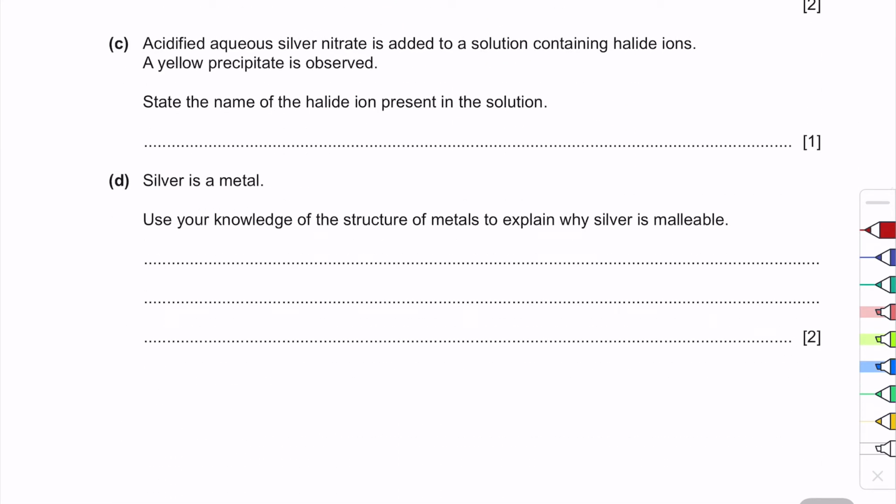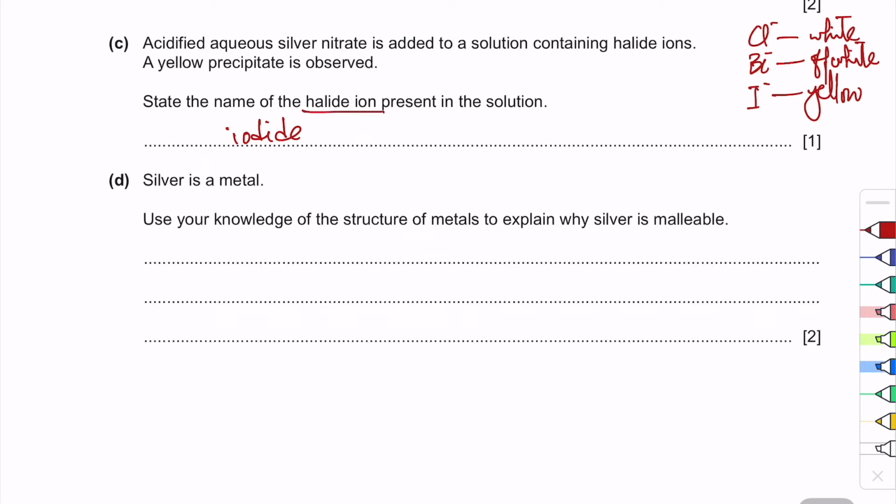Acidified aqueous silver nitrate is added to a solution containing a halide. We know silver precipitates are used to identify the halides. So, yellow precipitate. We have 3 halides in our syllabus: chloride, bromide, iodide. Chloride is white, iodide is yellow. And we can infer that bromide, being in the same group and showing a trend, should be off-white, a color in the middle of white and yellow. So take the name of the halide present: because it's yellow, it is iodide. Now remember, don't say iodine because this is a halide ion. Iodine ions are iodide.